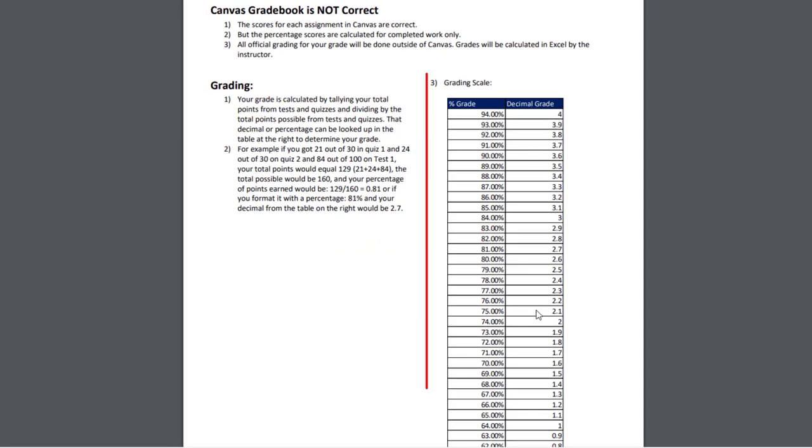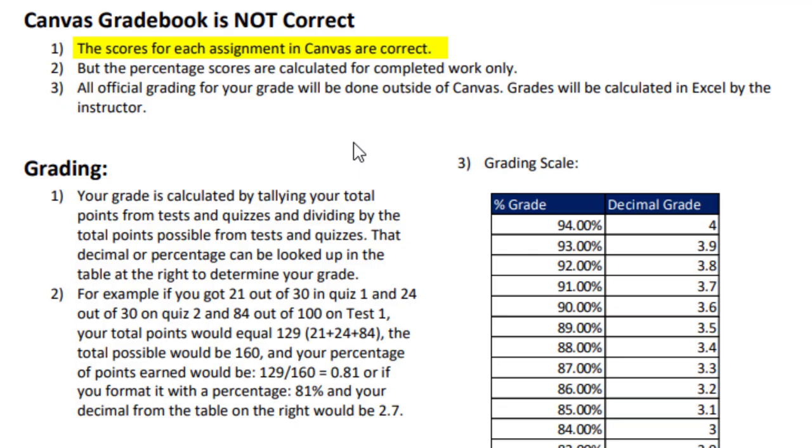Now, grading. Here's the grading scale I use. And just be careful. The Canvas gradebook is not correct. The scores for each assignment in Canvas are totally correct. So that 85 out of 100, that's correct. But the percentage scores are calculated for completed work only. So if you look at Canvas at the end of the class, and it says your percentage grade is 85%, but you're missing assignments, that percentage score is completely wrong. So believe the scores in Canvas, but not the percentages.